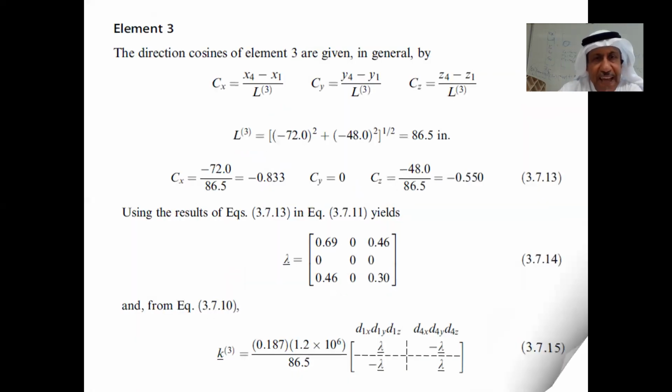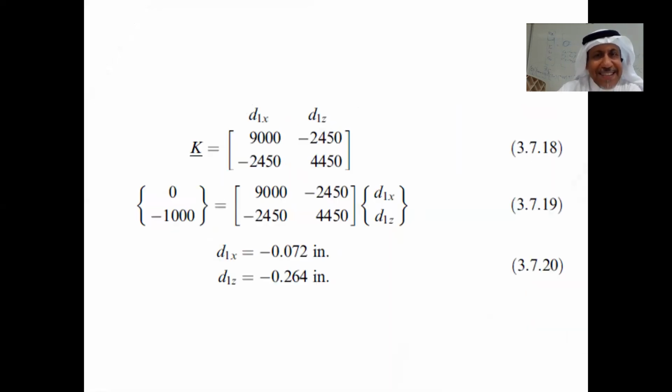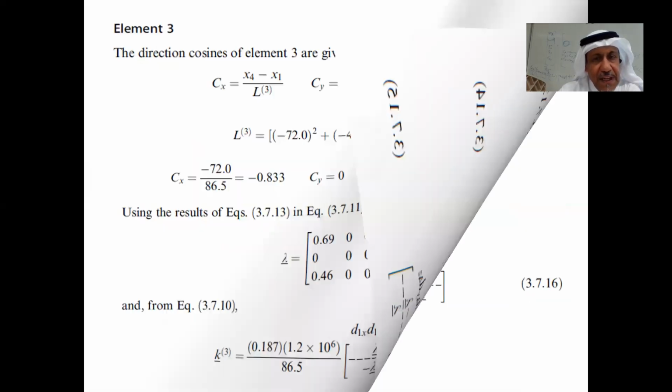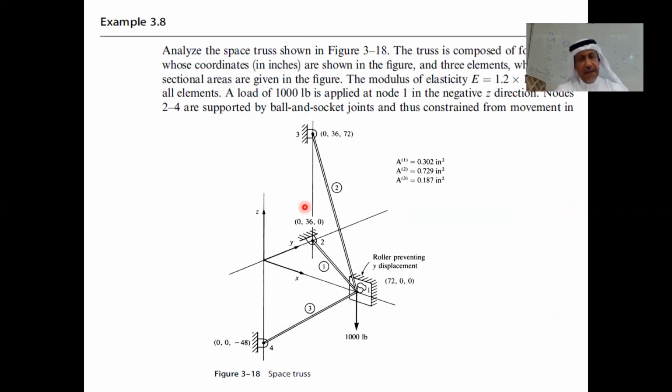Okay, we found K for element number 1 and element number 2. Assemble. What is the size of the global stiffness? Can you tell me? What would be the global stiffness? This is what you have: for one element, it is 6 by 6. I said global stiffness for the structure. For the element, it is 6 by 6.